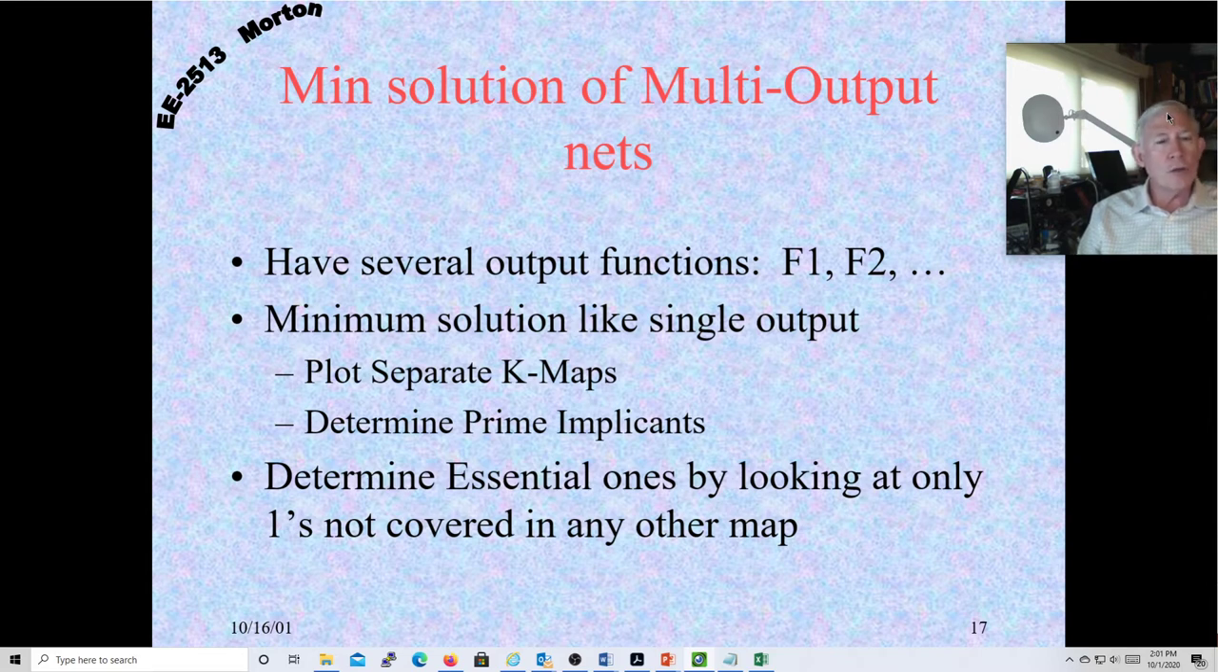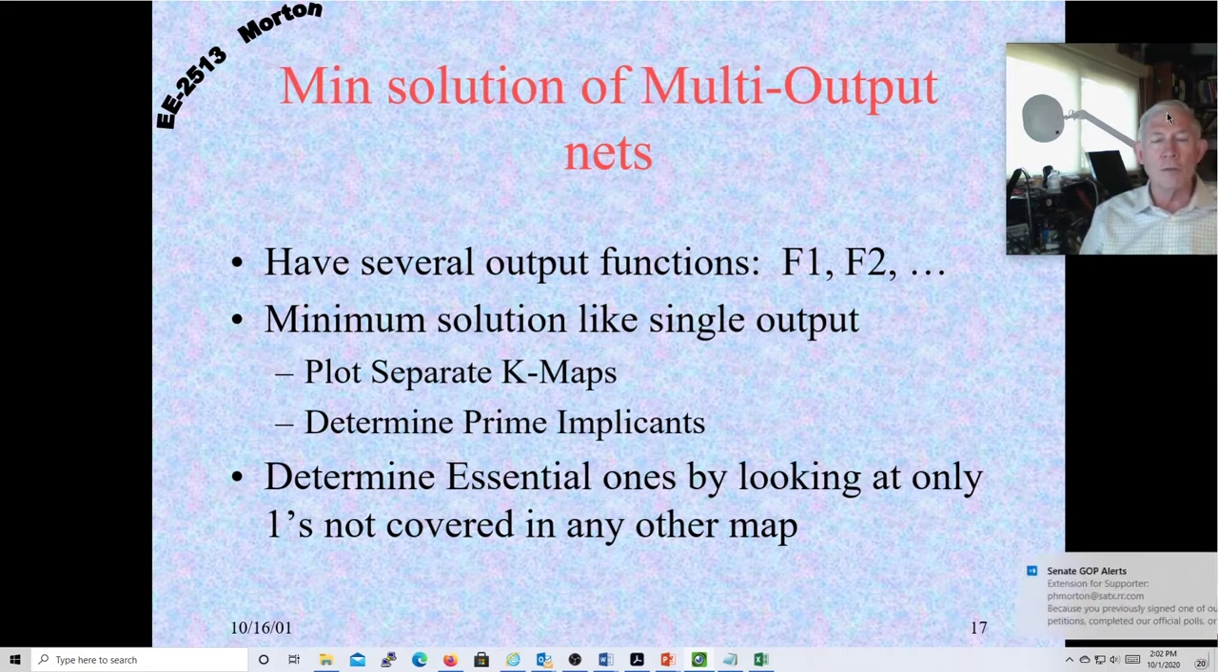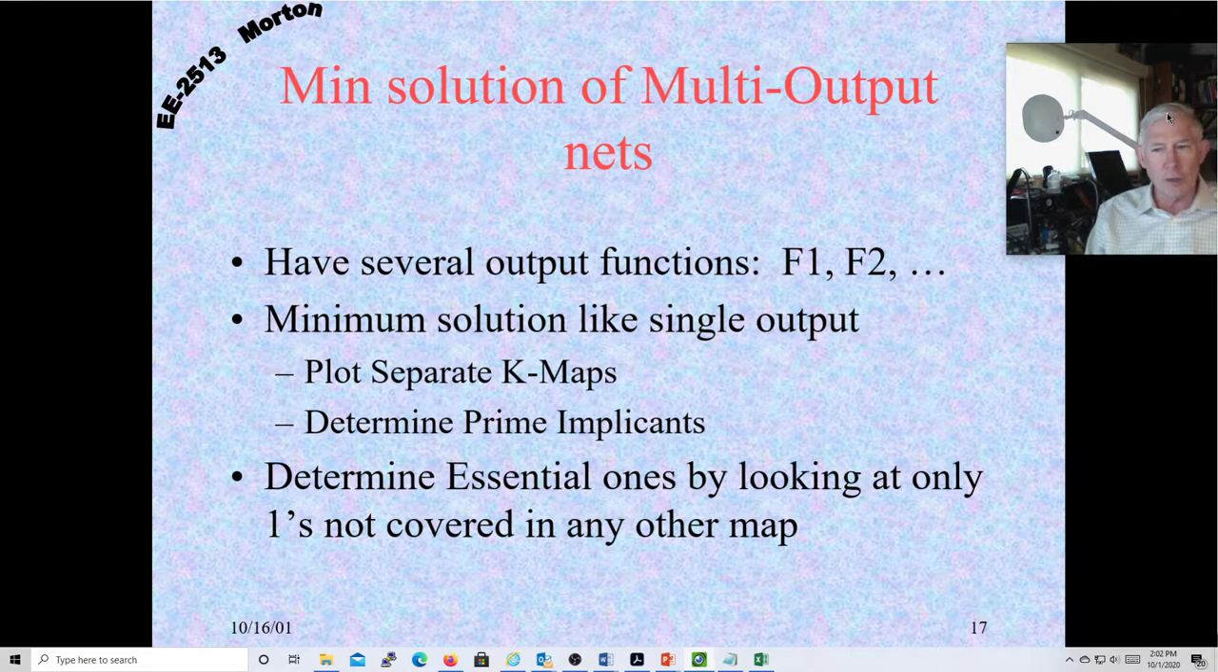What are some of the considerations? One is that you can share terms between the outputs. If you're trying to get the minimum solution, sometimes you can save gates by using the output of a gate not just for one OR gate generating one of the functions, but routing that same output to another OR gate and using that term again if it happens to show up in one of the other functions. There are several different ways that can happen, so let's look at that.